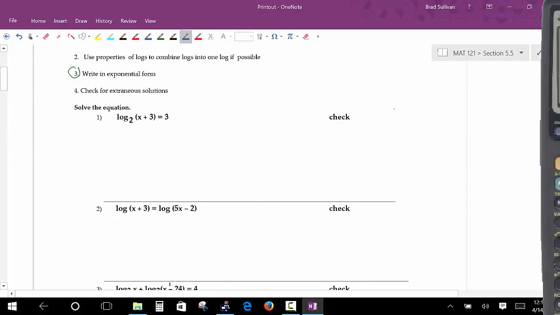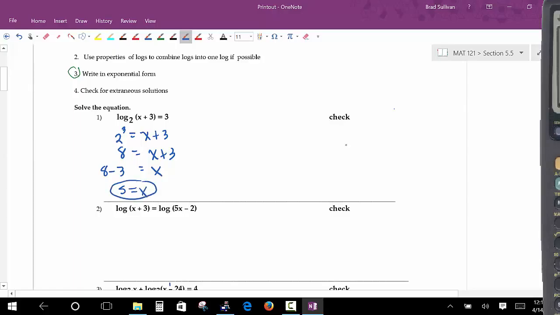So if you do exponential form, you say 2 to the third is equal to x plus 3. We did that. That's going to be 8 equals x plus 3. Then you subtract 3 from both sides. So you get x equals 8 minus 3. So x is equal to 5. So you already did that problem.